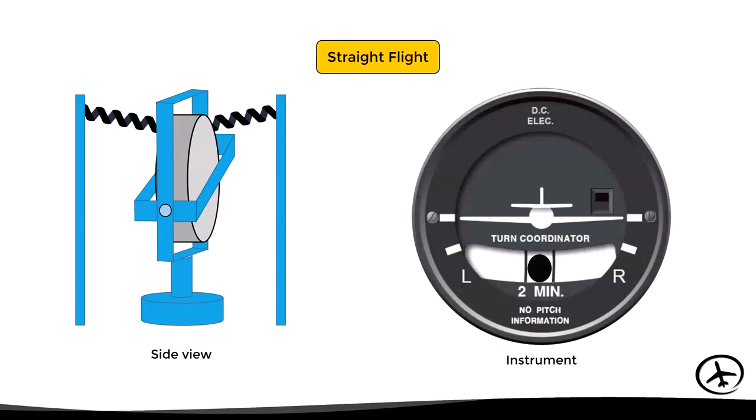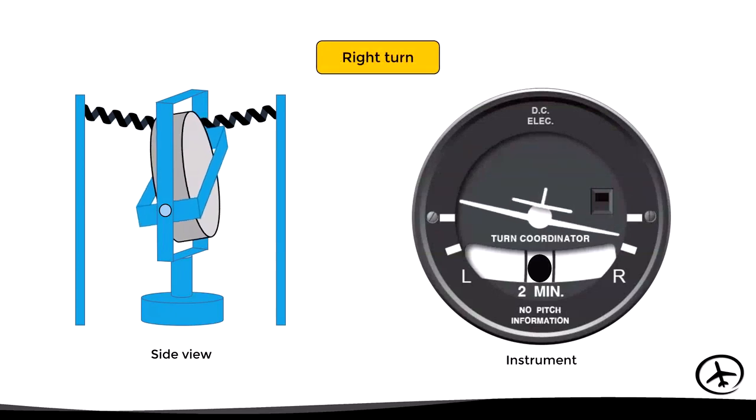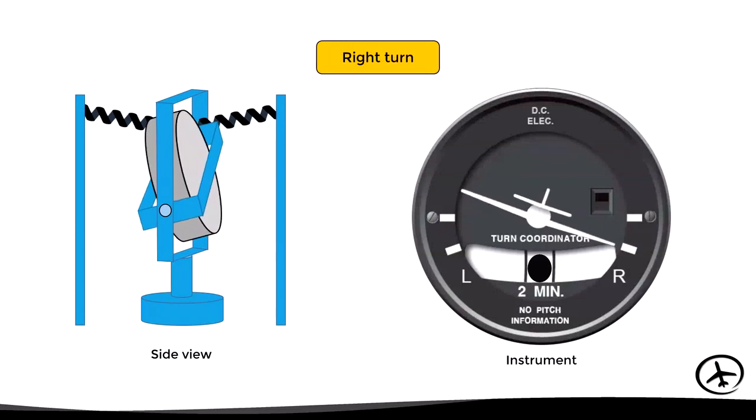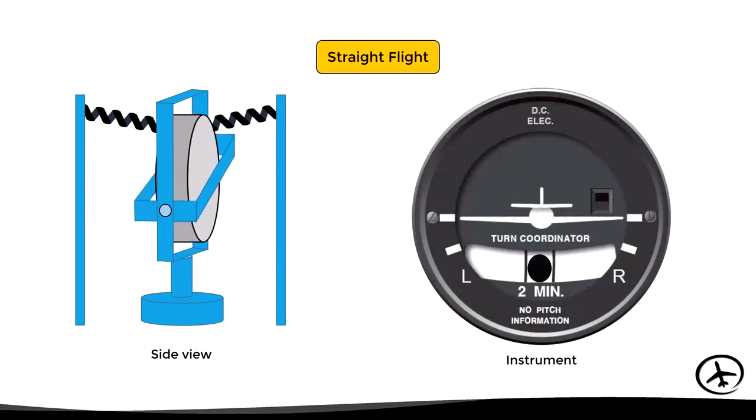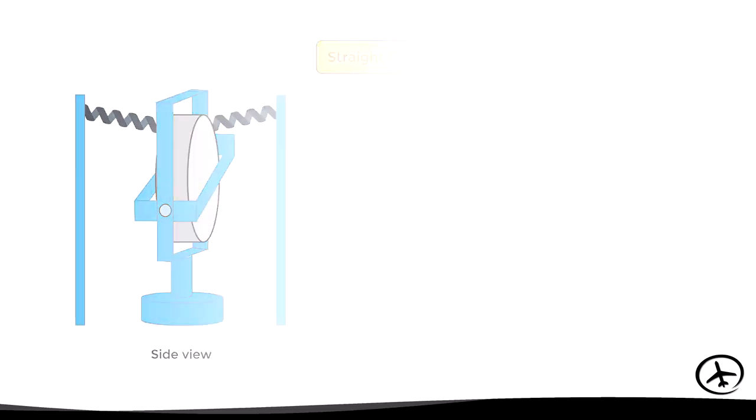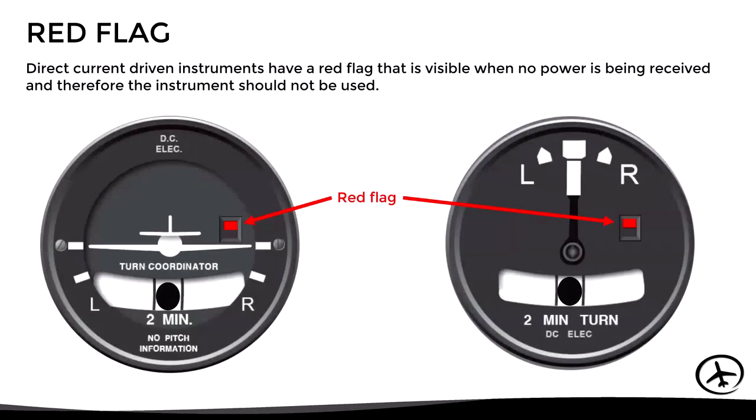If now the aircraft starts turning to the right, the gyro will tilt to the opposite side due to precession, causing the miniature aircraft to indicate a turn to the right. And when the turn finishes, then the precession will stop and the springs will return the gyro to the neutral position. Finally, we have to mention that in the case of instruments driven by direct current, they incorporate a red flag which is visible when no power is being received, and therefore the instrument should not be used.